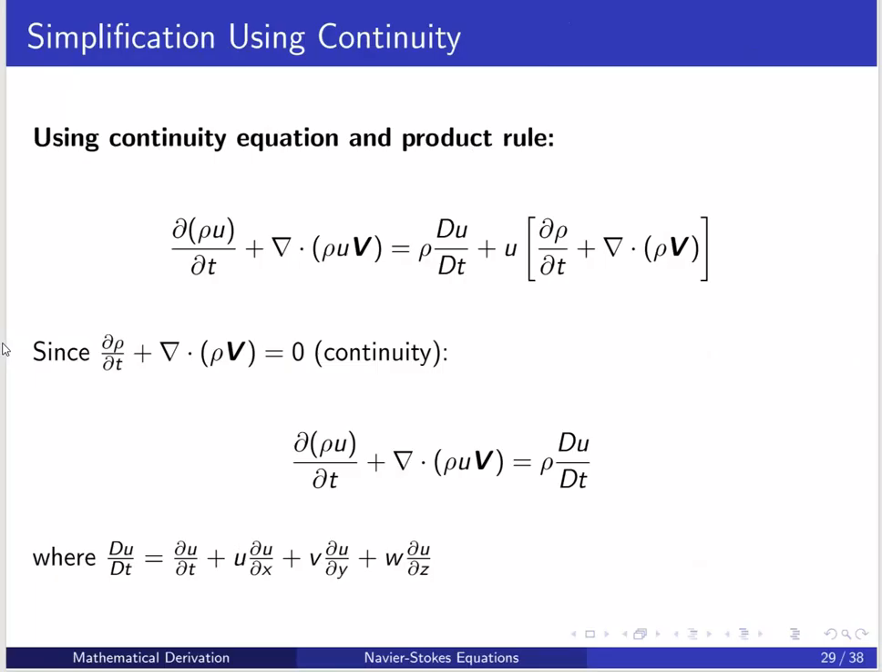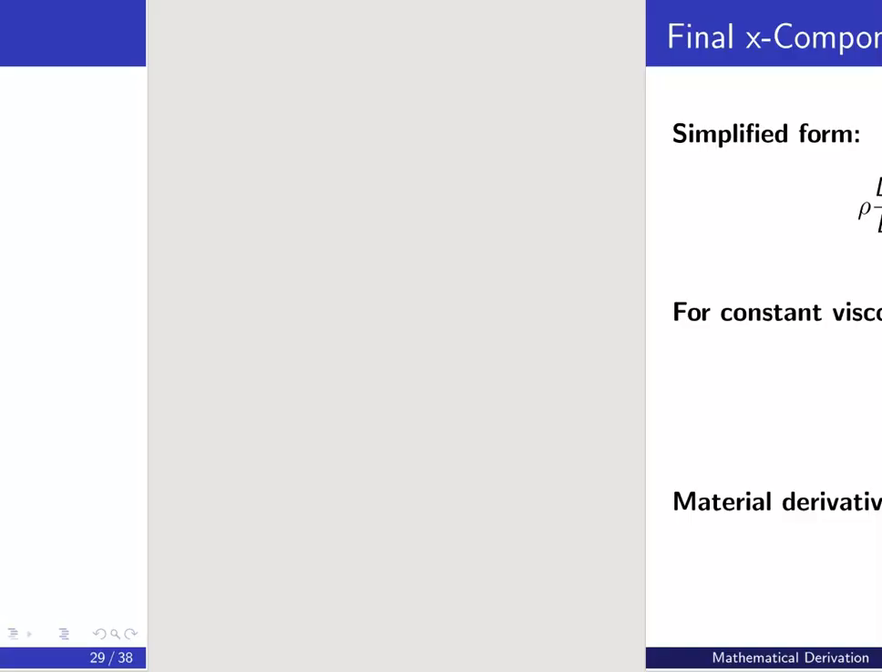Now, simplification using the continuity equation. We know the continuity equation: ∂ρ/∂t + ∇·(ρv) = 0. Using it, we can write ∂(ρu)/∂t + ∇·(ρuv) as ρ Du/Dt, where Du/Dt is the material or substantial derivative, which is ∂u/∂t + u ∂u/∂x + v ∂u/∂y + w ∂u/∂z. You have to remember that.